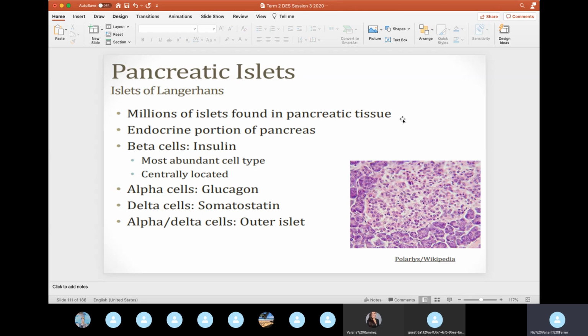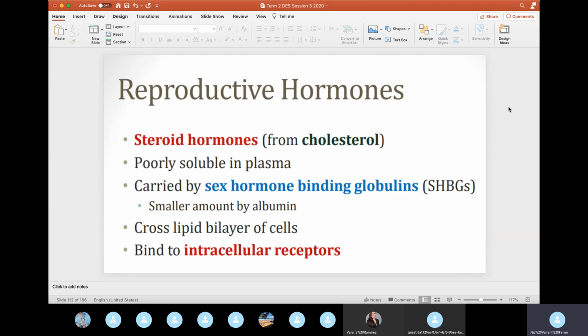Where can I find beta cells? Centrally located. So the big thing here is this. This is your beta cells.